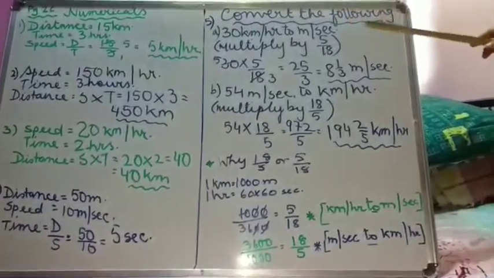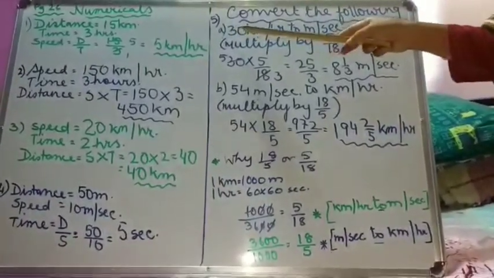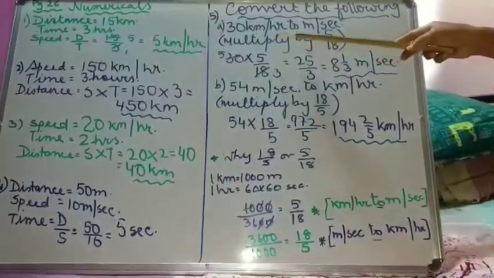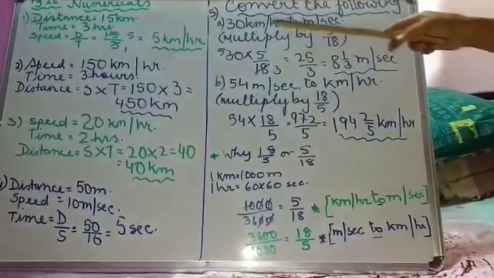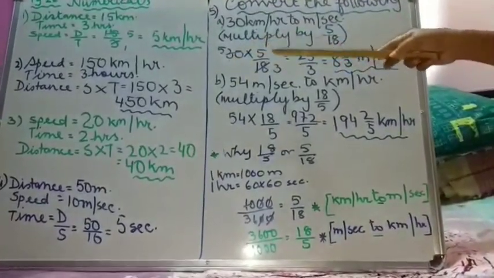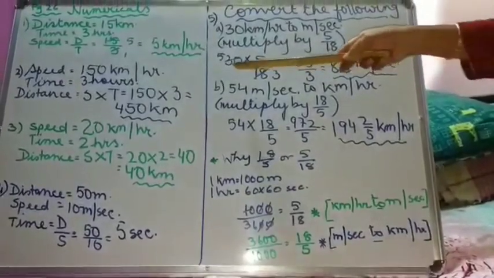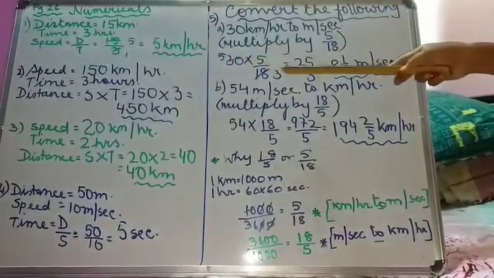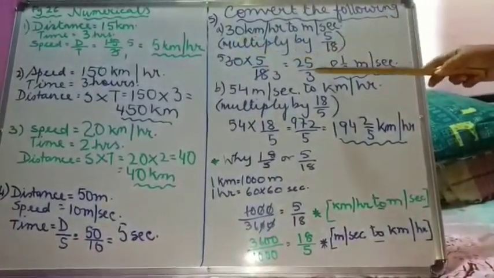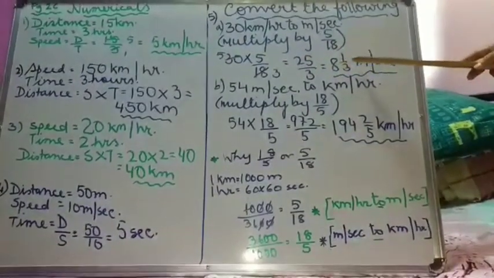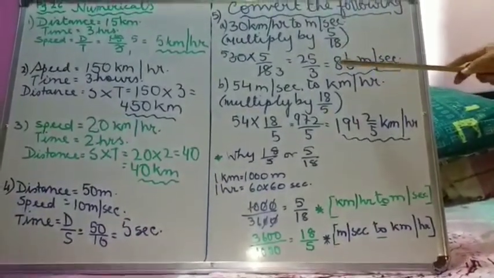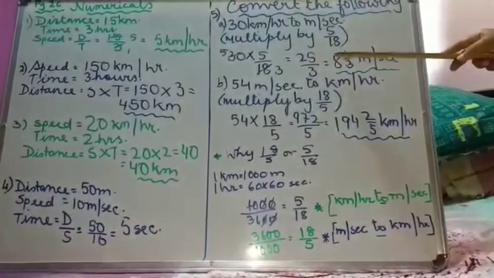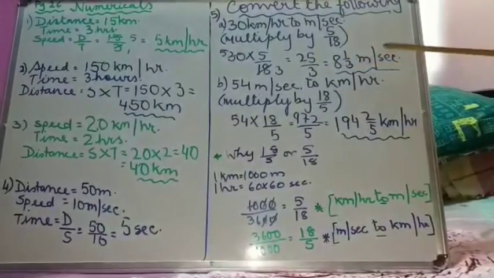You have to convert the following. For instance, it's given 30 km per hour to meter per second. How do you convert it? You have to multiply by 5 by 18. So 30 into 5 by 18, that comes to, I cancel this one, and then 30 and 18 by 6. 6 5s are 30, 6 3s are 18, then 5 5s are 25 by 3. That comes to 8 1 by 3 meter per second. Where did 8 come from? 25 divided by 3, that is 8. 8 3s are 24. 1 is left over, 1 by 3 meter per second.